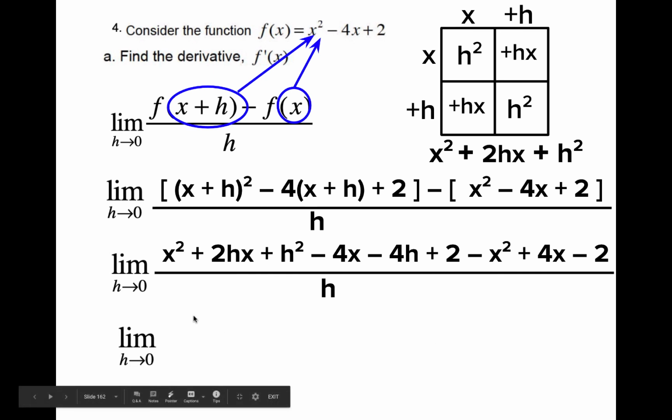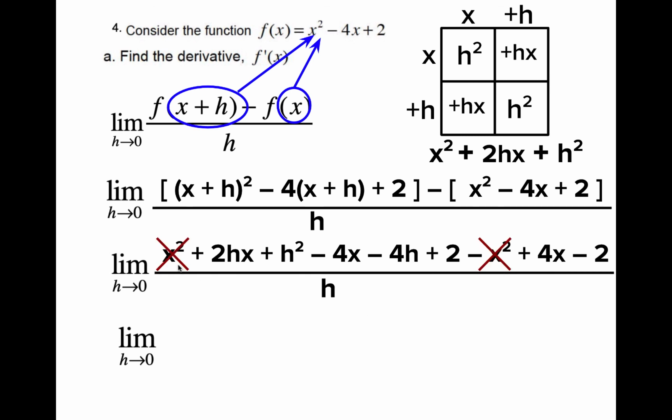So then I can look to see what cancels. So I have a negative x squared that's going to cancel the positive x squared. I have 4x that cancels the negative 4x. And I have a negative 2 that cancels the positive 2. Notice all of the terms that remain can be divisible by h. That's how you know you did this correctly.